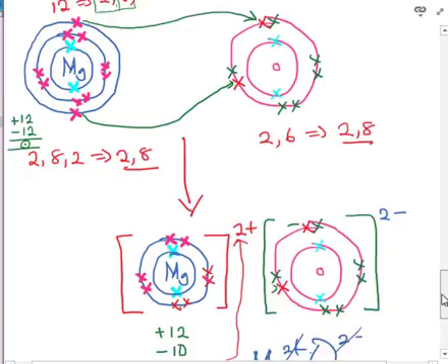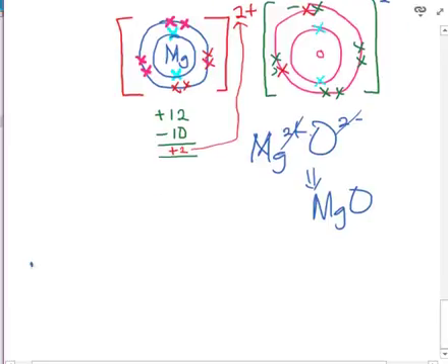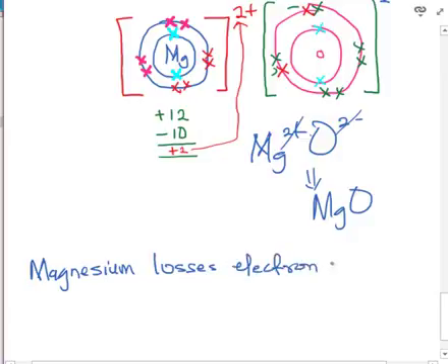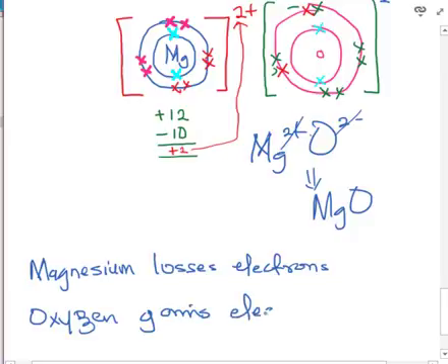So we can say magnesium loses electrons. It loses electrons. While we will say oxygen gains electrons. So now we want to talk about oxidation and reduction.